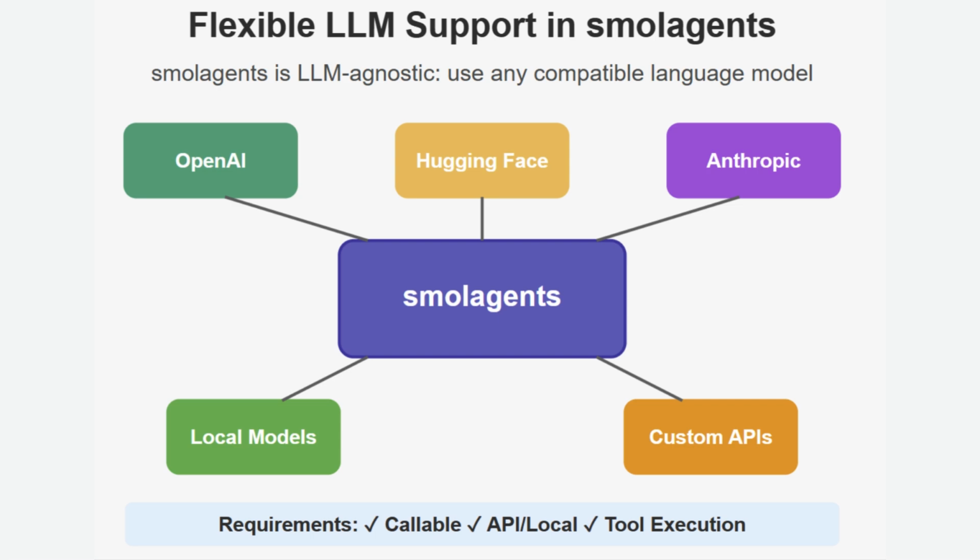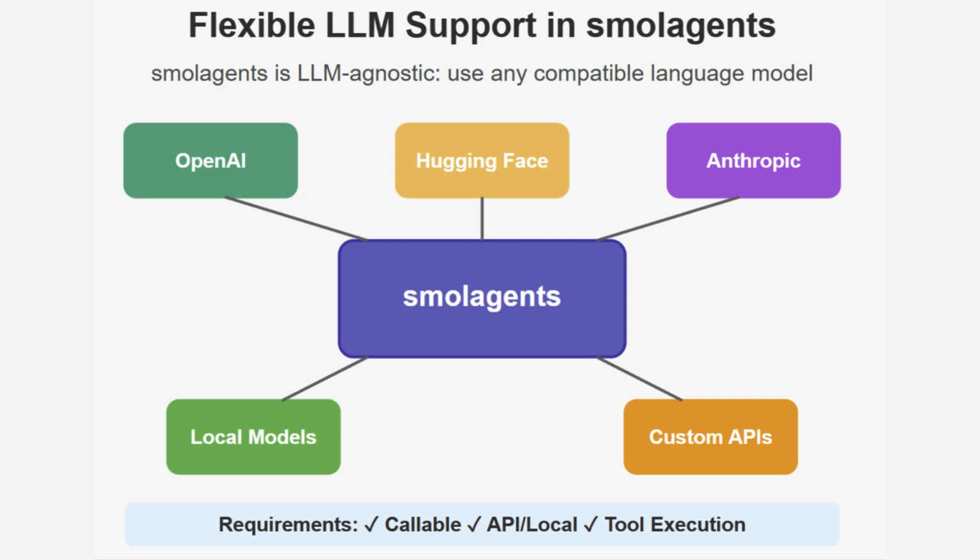To work with Smolagents, an LLM must be callable. The model must accept a text input and return a text output. And support API or local execution. It should either be accessible via an API, like OpenAI's GPT models, or be runnable locally, like Hugging Face transformers. And handle tool execution. The model should be capable of generating responses that include tool calls, allowing the agent to take actions. Because Smolagents follows this callable model approach, it can integrate with virtually any LLM, giving developers maximum flexibility in choosing a model.